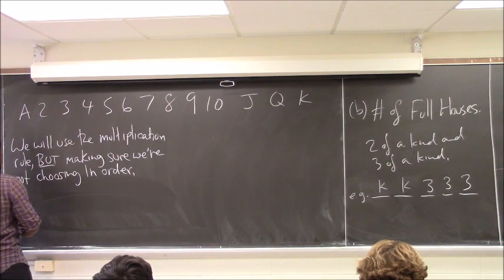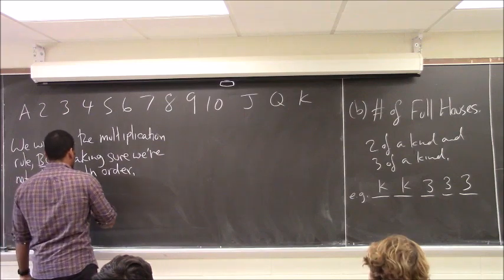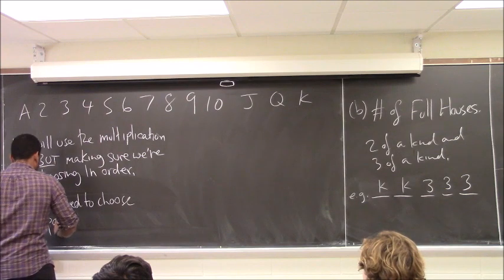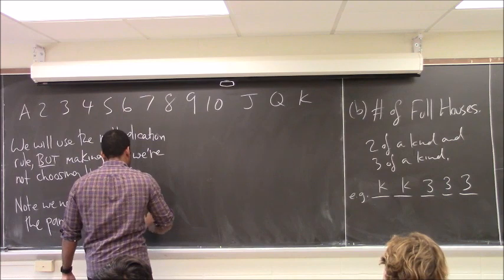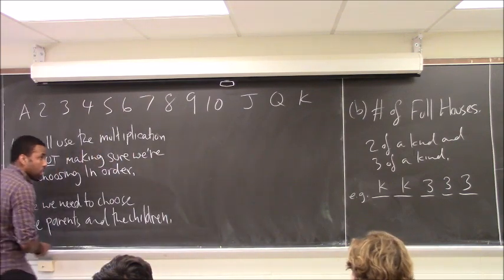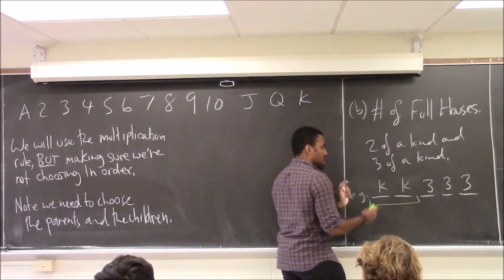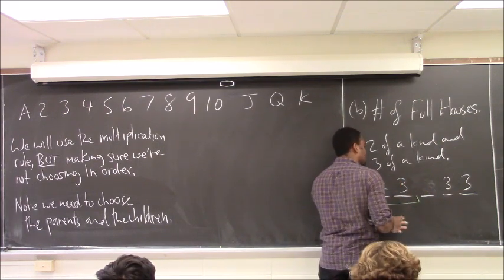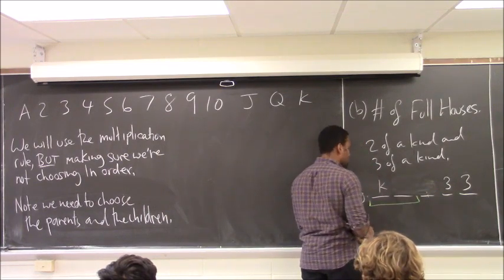So what we will do is note we need to choose the parents and the children. So we do need to dissect things here. There is something different about the cards in this hand. These two here, and again, these don't have to come in the same order. You could have the three here and then the king there. It doesn't matter. But I just wrote it this way so that I can group things easier, so you can see them.